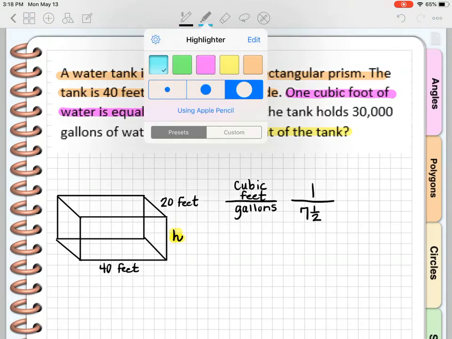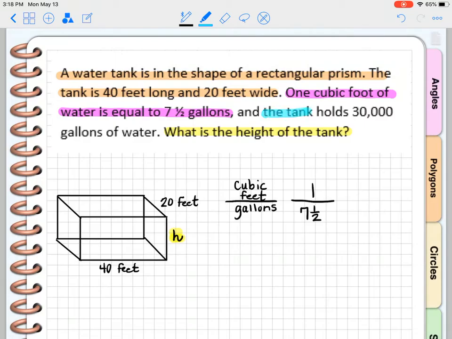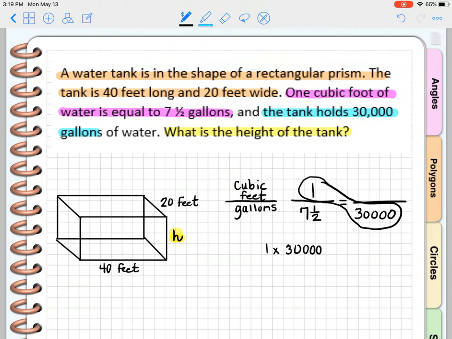And then here comes the rest of the statement. The tank holds 30,000 gallons. So there's the other bit of my proportion. Okay, and that's gallons. And here comes the multiplying. This is the cross product, or the peanut if you're from my class. So 30,000, of course, is 30,000. And then you're going to hit divide by 7.5 and do that on your calculator.